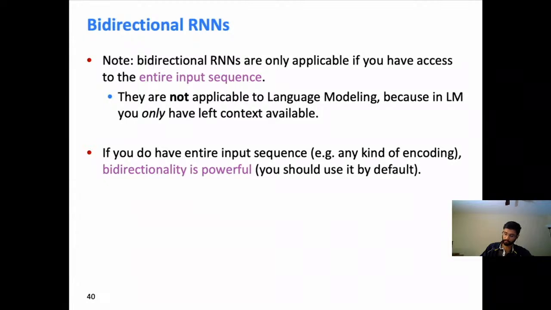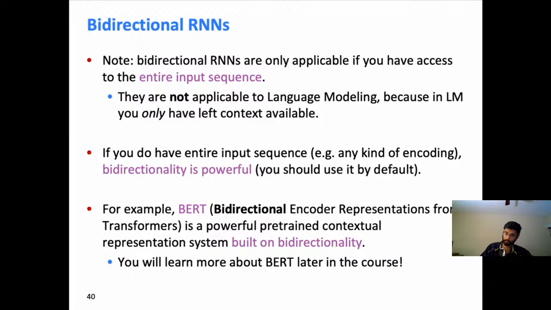So in particular, as a preview of something you're going to learn about later in the class, there's a model called BERT, B-E-R-T, and that stands for Bidirectional Encoder Representations from Transformers. And this is a pretty recently proposed system, a few months ago, and it's this pre-trained contextual representation system, and it's heavily reliant on the idea of bidirectionality. It turns out that the bidirectional nature of BERT is pretty important to its success. So you're going to learn more about that later, but that's just an example of how bidirectionality can give you much more powerful contextual representations.